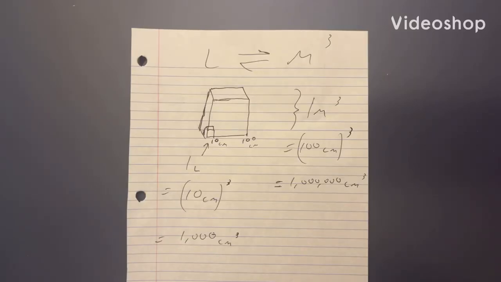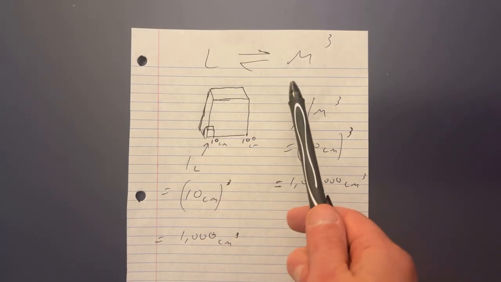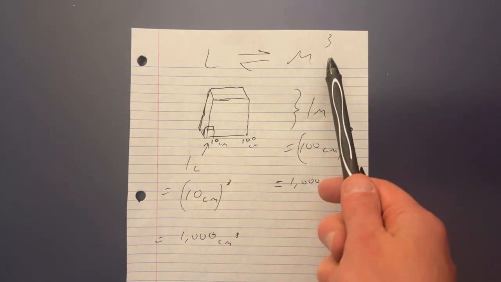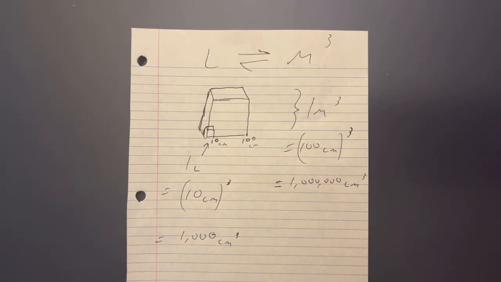This is how to convert from any units to any other units, specifically when we're dealing with multidimensional units. So for example, to convert from liters to cubic meters and back and forth, we have multiple dimensions because this is meters cubed, so you have 3 dimensions.